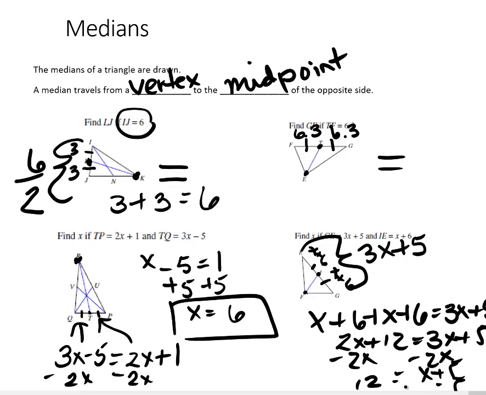And take away 5, take away 5. X equals 7. And we could plug it in here and try to check. This side would be 7 plus 6, which is 13. 7 times 3 is 21, plus 5 is 26. If this side's 13 and that part's 13, it makes sense that the whole thing is 26.